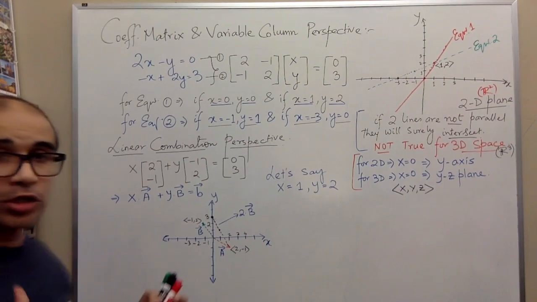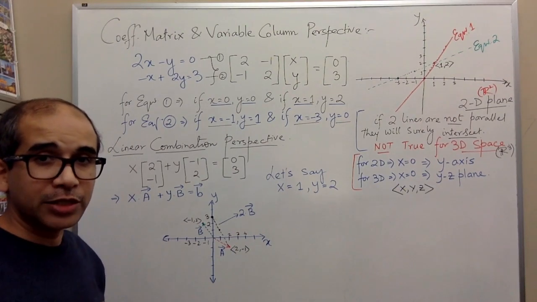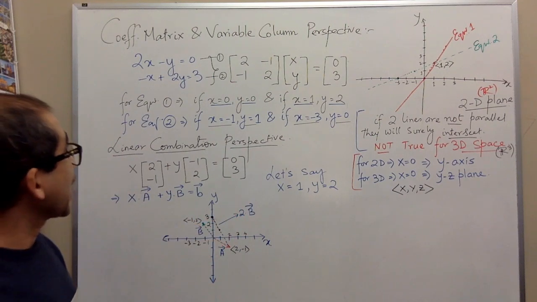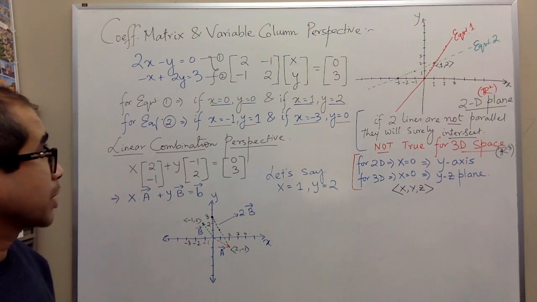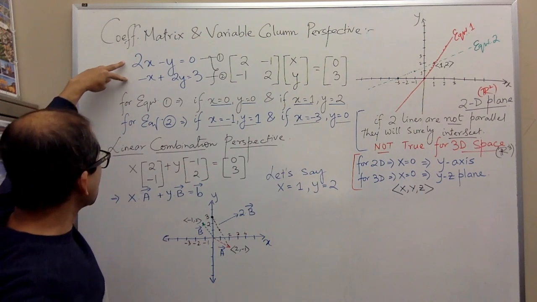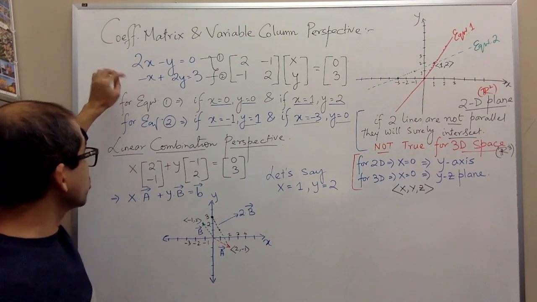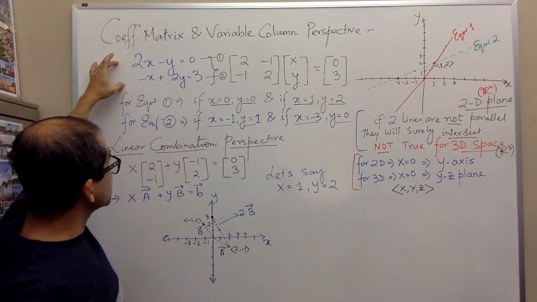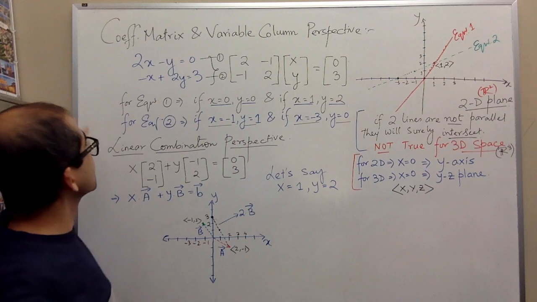We see two varied perspectives of linear combinations, and the coefficient matrix and variable column. So this is very important. See this. We have two input equations: 2x minus y equal to 0 and minus x plus 2y equal to 3. We want to solve this using this first perspective and the second perspective.